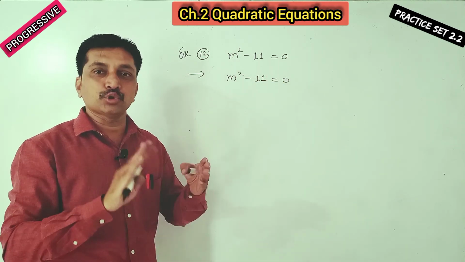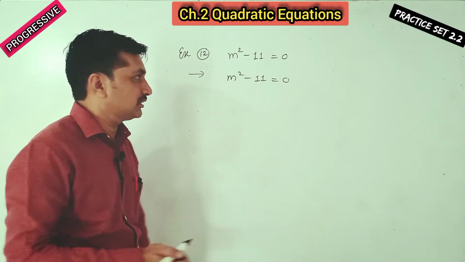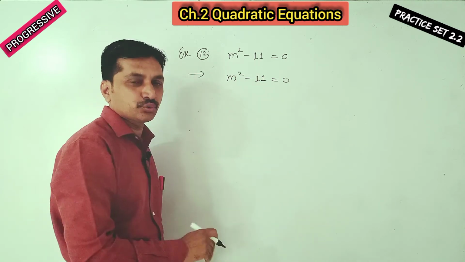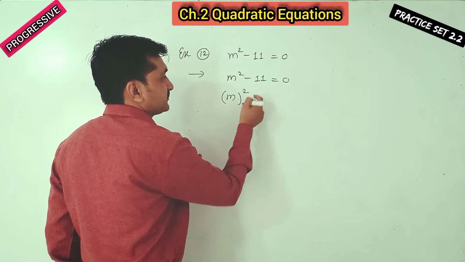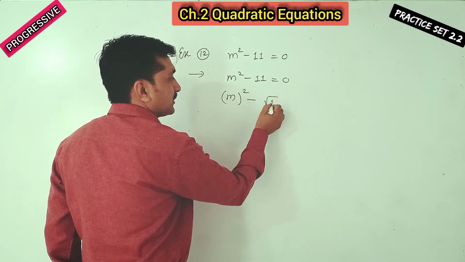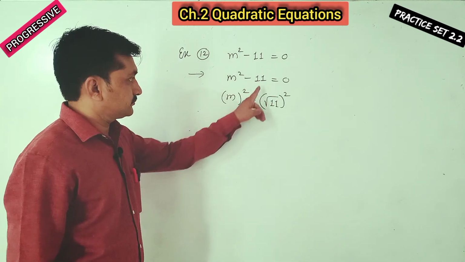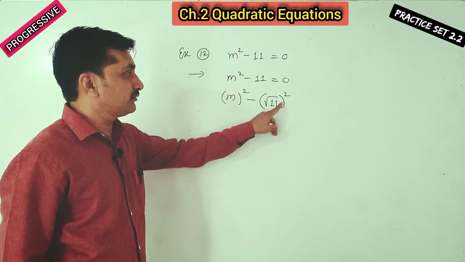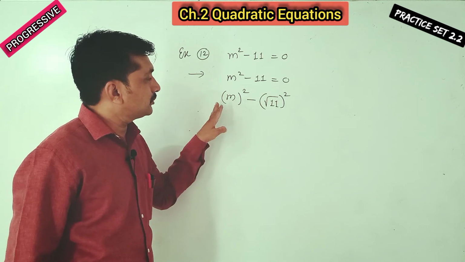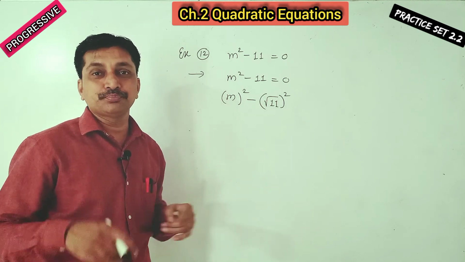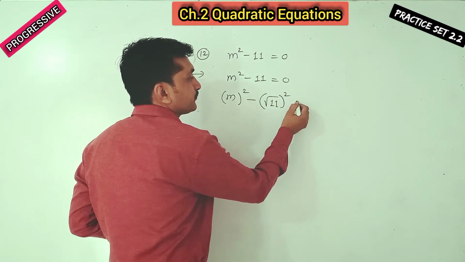Take common if it is possible, otherwise the difference formula. Can we take common? No. We cannot take common, so the difference formula. For that we want both terms as perfect squares. m square we can write as m bracket square, a perfect square, minus 11, which is not a perfect square, so I write it in square root and then bracket square: root 11 bracket square. Root 11 bracket square means 11. Why did we write like this? Because we want both terms in perfect square form. m square is a perfect square, 11 is not, that's why I wrote like this.